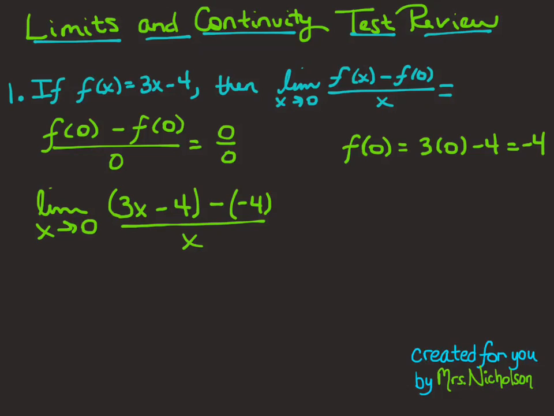Now since I have minus negative 4, that becomes plus 4. And so I have negative 4 plus 4, and those cancel each other out. Negative 4 plus 4 is 0. And I'm left with the limit as x goes to 0 of 3x over x. Well, now I have an x in the numerator and the denominator. Those can cancel out. And it looks like my limit is 3.